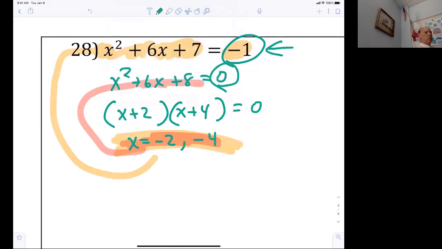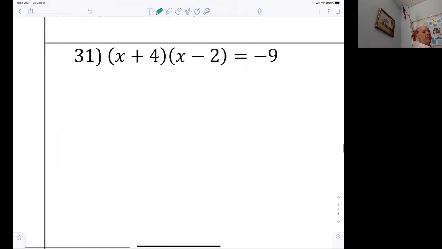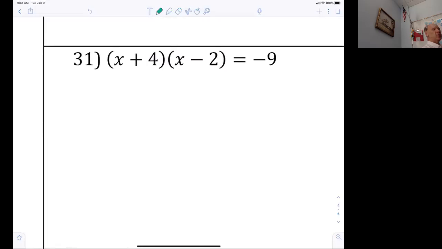All right, here we go. Let's knock out 31. Everyone put a star by 31. This is the one that's really hard because I can't just add 9. I cannot just add 9 because I don't have my quadratic. So again, this is the one that's hard.